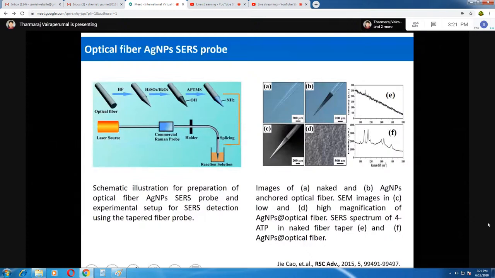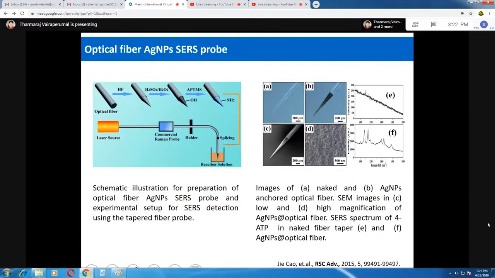Optical fibers can be modified at the tip of one end into a cone shape by using HF. Then hydroxyl groups are generated using sulfuric acid and peroxide, and the surface is modified with an amine functional group using APTMS, and then decorated with silver nanoparticles on the surface of this cone-shaped fiber. This kind of probe is used for remote sensing.